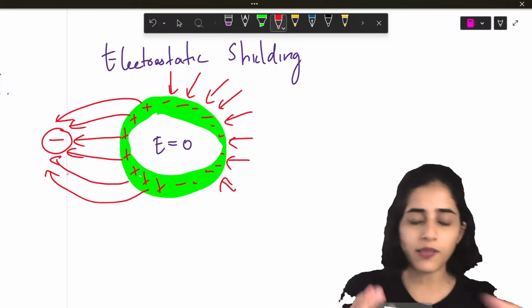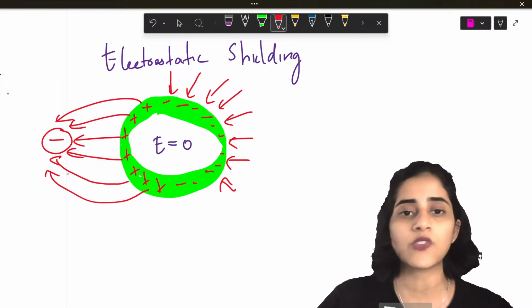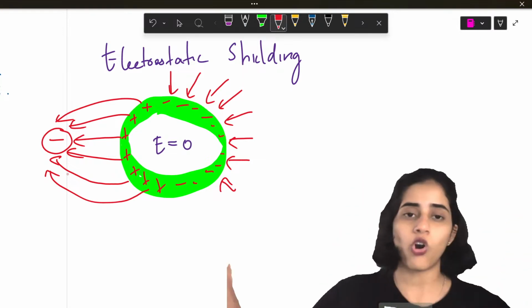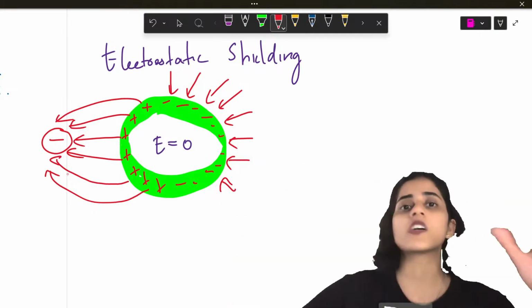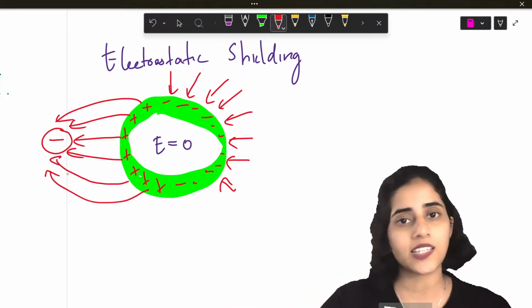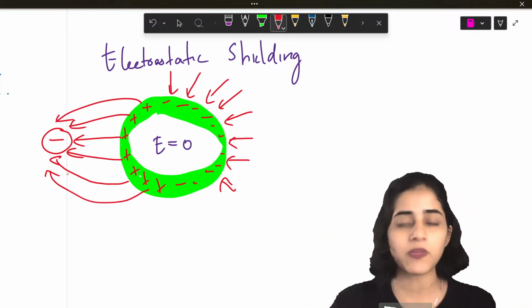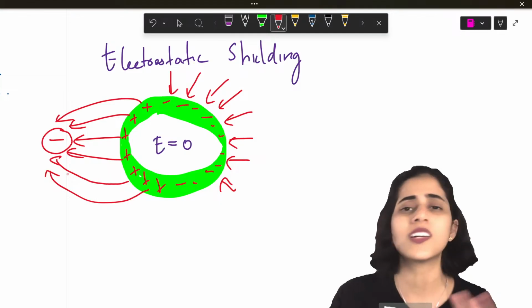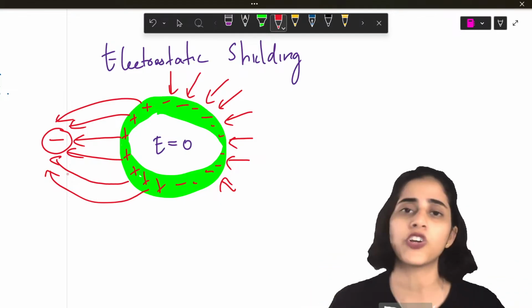So a very good example I can give you is a car and lightning coming in. So this negative charge is lightning. So all of these electric fields are on the surface of the car. They don't enter inside the car and through the car tires they can be sent to the earth. So it is not going to affect anything. So you don't get affected by lightning when you're driving.